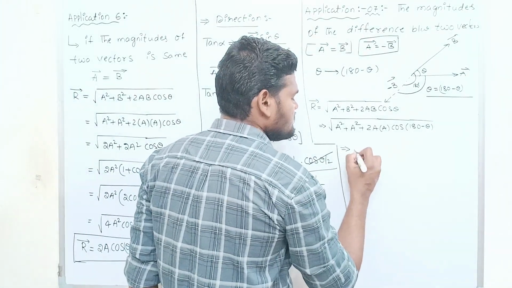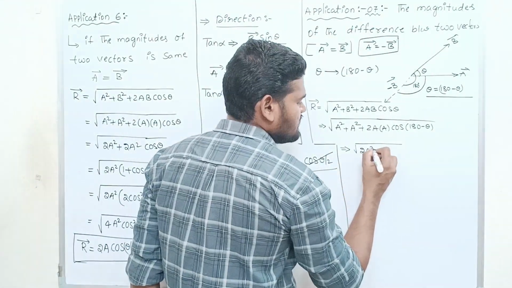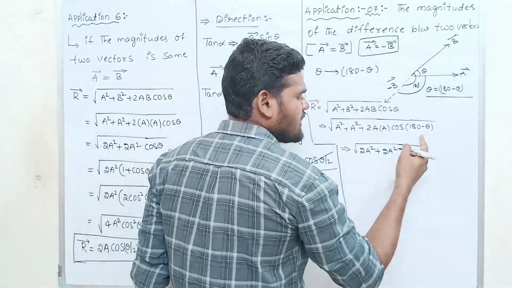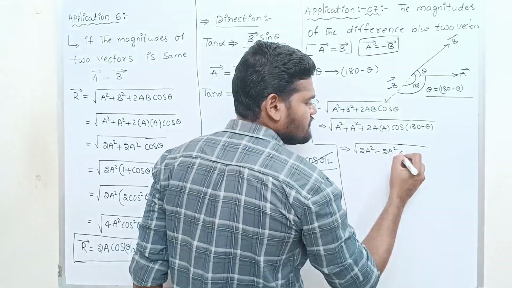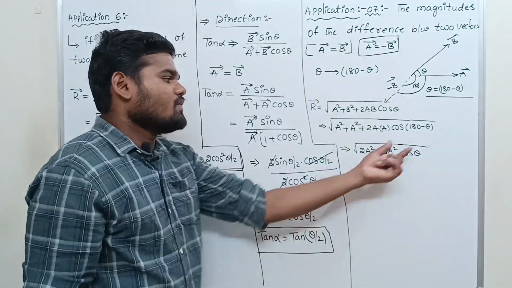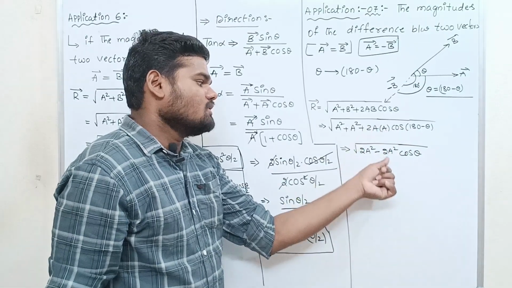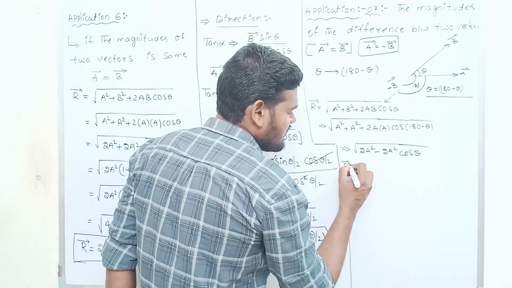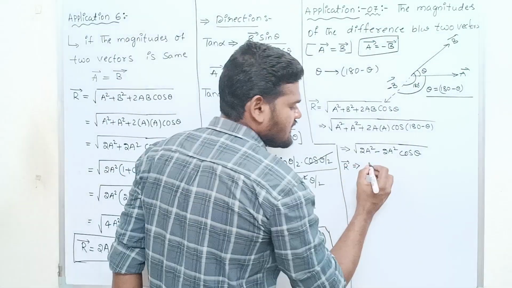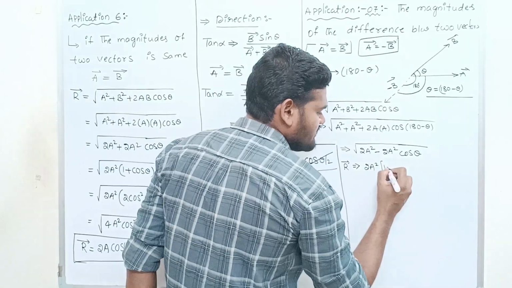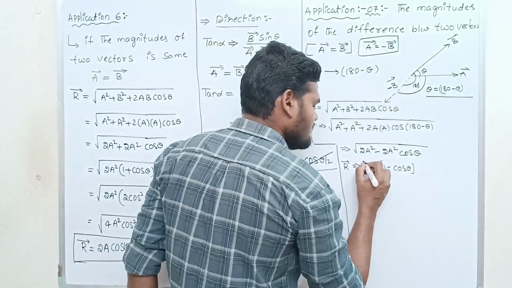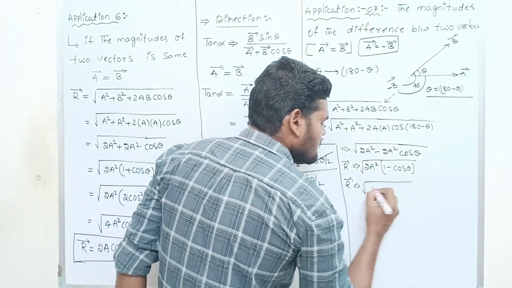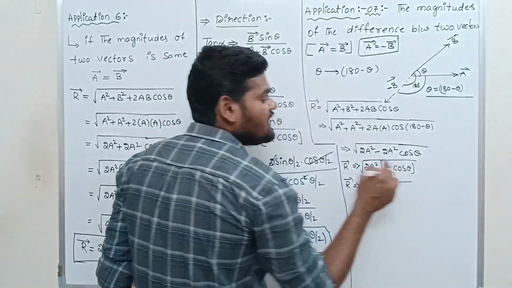Are you getting? That is equal to under root of a square plus a square, 2a square, plus 2 into a square cos of 180 minus theta, which is minus cos theta. I'm just writing directly now. Okay, so minus cos theta, minus into plus, minus 2 a square cos theta. Are you getting? Okay, so finally the resultant vector R bar is equal to, if you take 2a square common here, you will get 1 minus cos theta under root. Then R bar is equal to under root of 2a square into 1 minus cos theta.